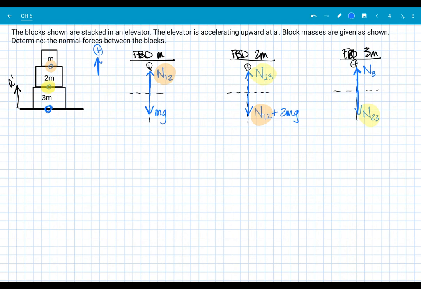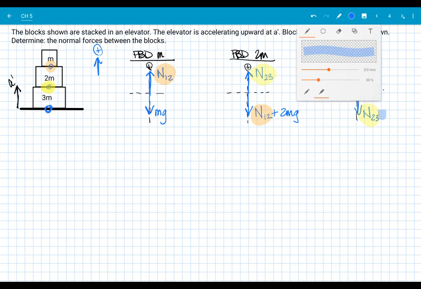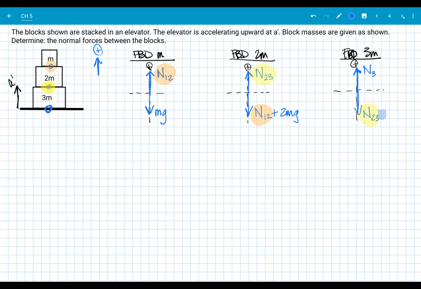And then, of course, those were the two contact forces, above and below. And then, of course, we have the weight of block 3 here, so plus 3m, that's its mass, multiplied by g, it's the magnitude of its weight. Okay, so those are all our forces.